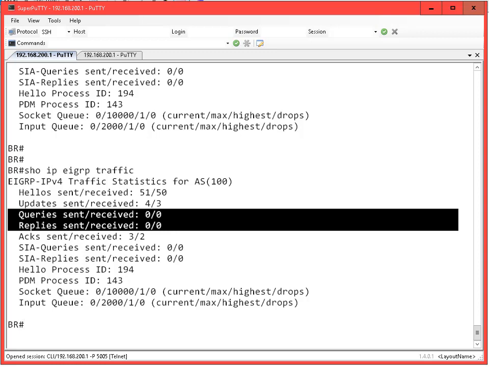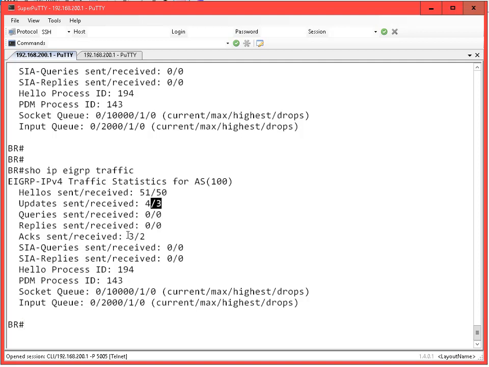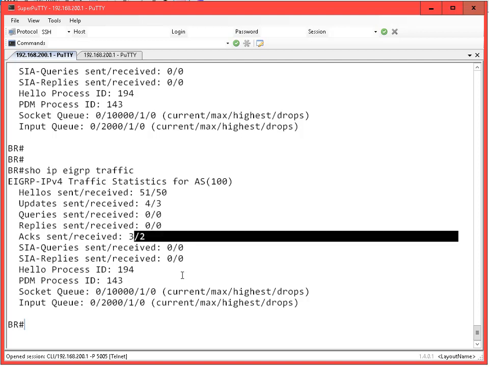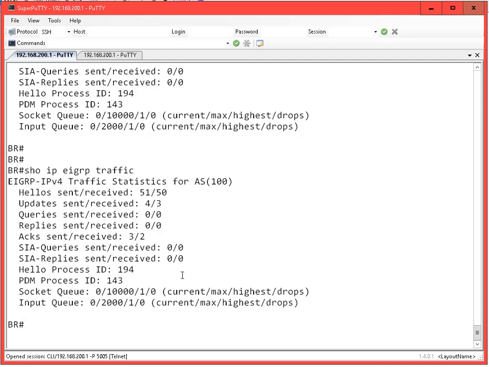We do see acknowledgements for updates sent, acknowledgements sent, updates received, and acknowledgements received. This is an interesting concept. Updates received and acknowledgements sent should match up, right? I received 3 updates and I sent 3 acknowledgements. It looks like I sent 4 updates, but I only received 2 acknowledgements. So it's possible that a couple of those updates didn't get received at the other side. It doesn't necessarily mean that, but those numbers should be pretty close to each other.